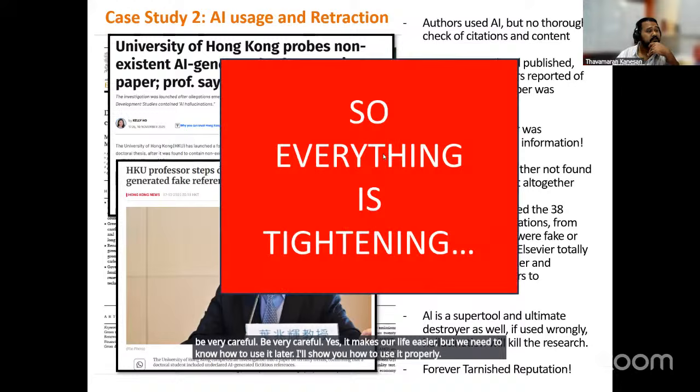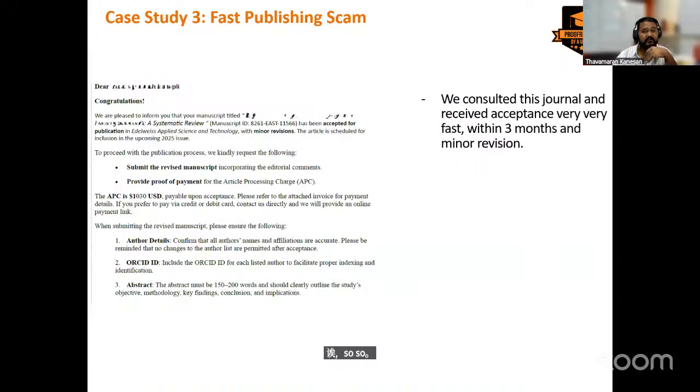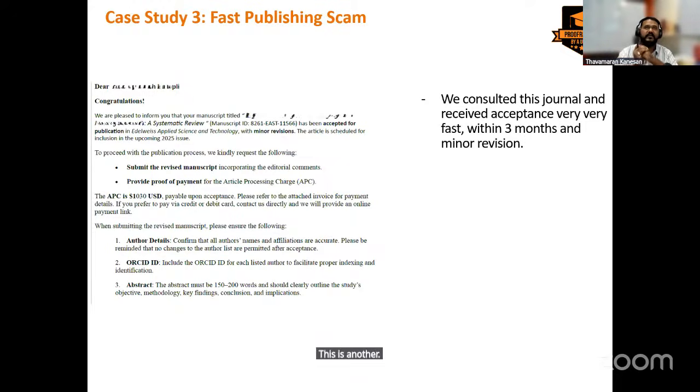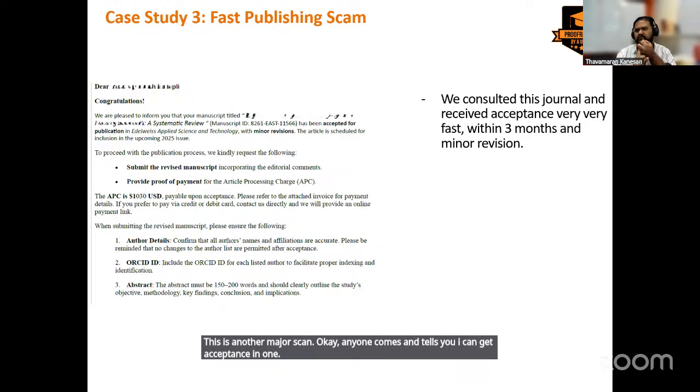So everything is tightening. This is what we have to understand now, what is happening in the world. Now we go to another case study. Someone told earlier that a paper got accepted in Scopus and then Scopus got kicked out, right? Same story here. This is another major scam. Anyone who comes and tells you, I can get acceptance in 1 month, in 2 months, in an exact amount of time, no one can tell you that.